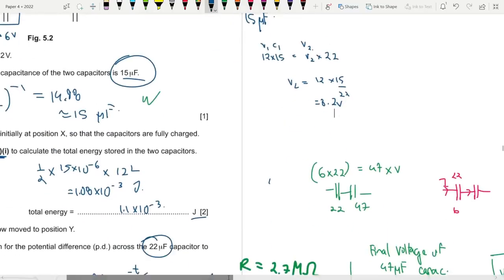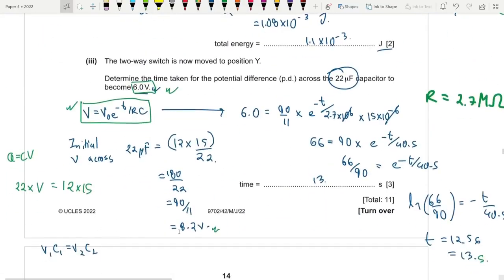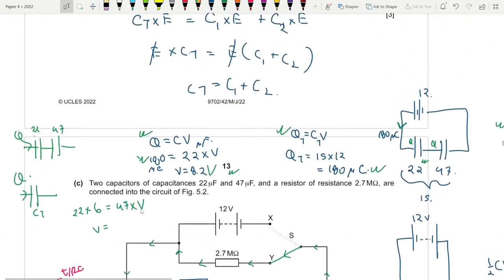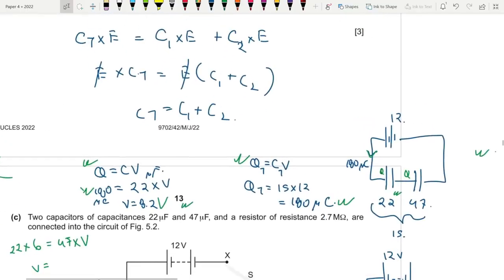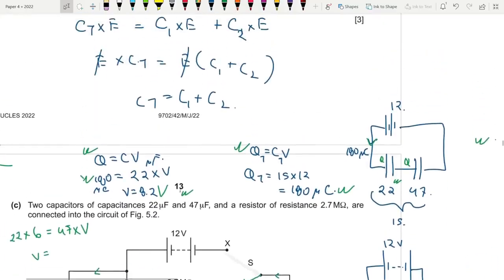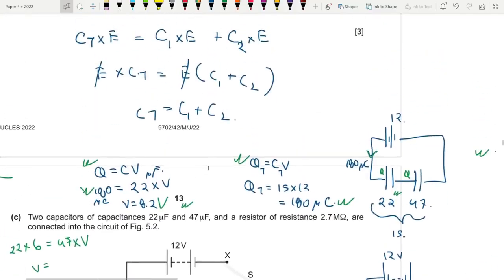I can show you a more detailed method though. Let's see how it came to be, right? So this is the initial circuit. We know that in a series circuit, the current is constant, but we don't typically use current in capacitors. We use charge. We know that Q is constant. So we can find out the total charge stored on each plate using Q is equal to CV. I use the total capacitance. So the total charge equals 15 times 12, which is 180 microcoulomb.